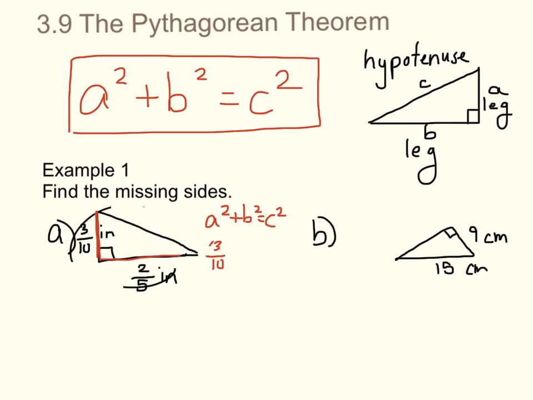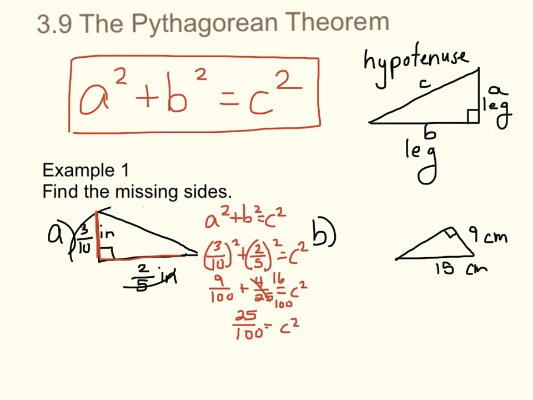So I'm going to say 3/10 squared plus 2/5 squared equals C squared. 3/10 squared would give me 9/100ths, plus 2/5 squared gives me 4/25ths equals C squared. We now have to find the sum of our two fractions. 4/25ths would give me, if I had a common denominator of 100, that would give me 16/100ths. 9/100ths plus 16/100ths would give me 25/100ths equals C squared.